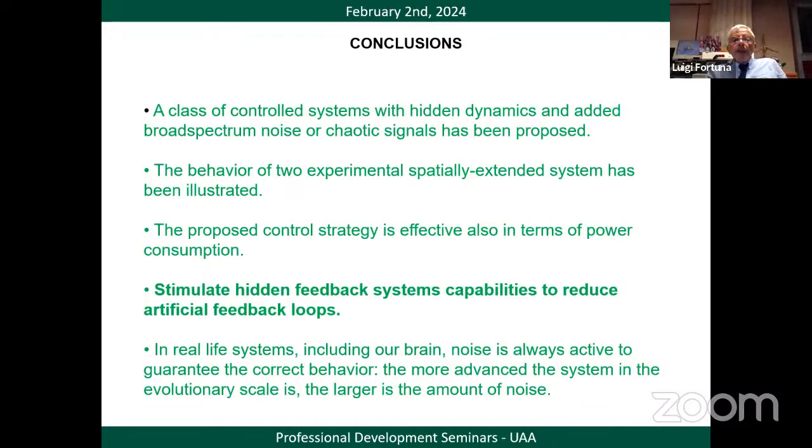The behavior of two experimental spatially extended systems has been illustrated. The proposed control strategy is effective also in terms of power consumption, stimulating hidden feedback system capabilities to reduce the artificial feedback loop. So this is the main task. If we stimulate internal state variables, we could avoid adding more and more feedbacks.